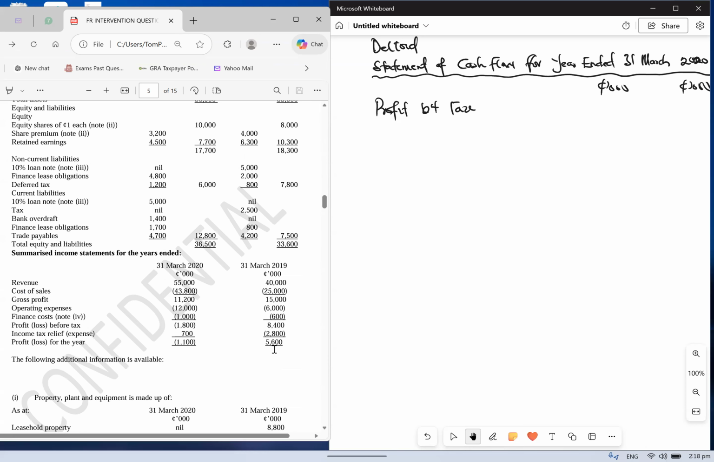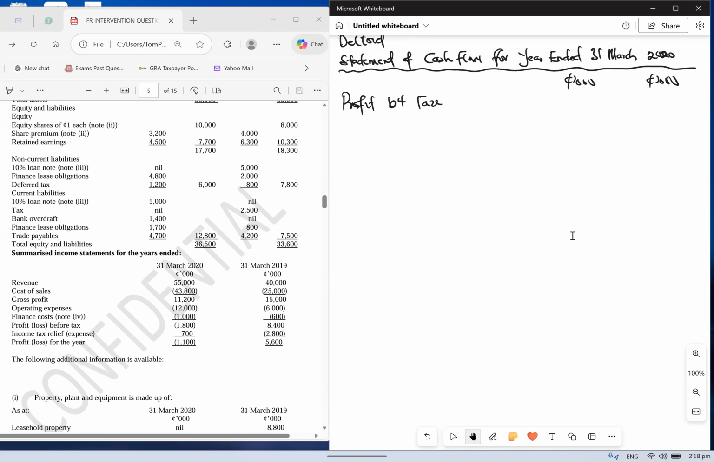Can you see it? So your first step starts with profit before tax. Can you see it? That is the profit before tax 2020. So where do you find that? That is in the income statement. So fish out for me quickly, please.